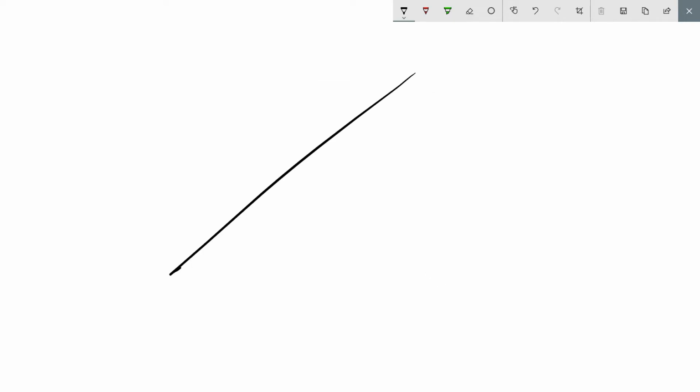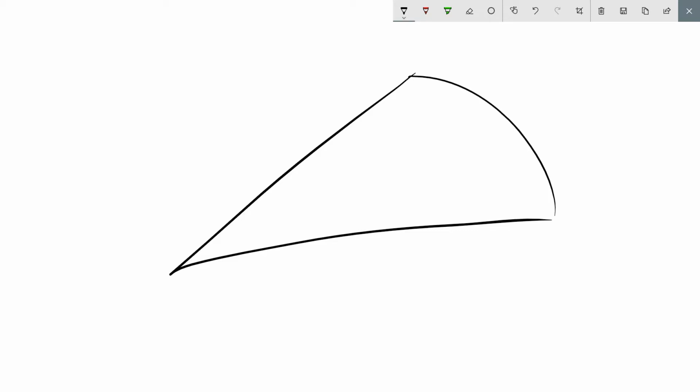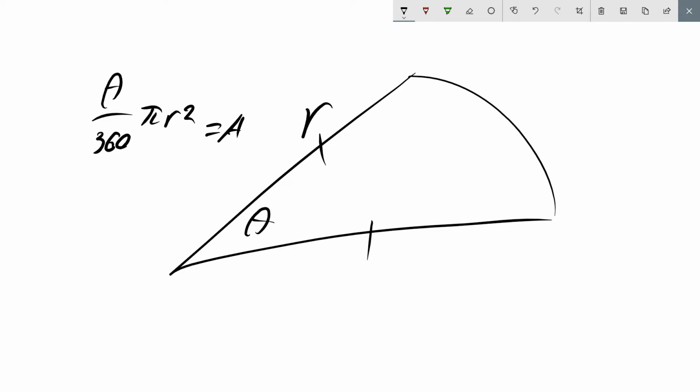Okay, what about a pizza slice? So a part of a circle. Let's say we have theta again. So just think of it as a fraction of a circle, where we know that these two are the radius. So it's going to be theta over 360. Then we're going to times it by the area of the circle, which is pi r squared, and that's our area for the pizza slice.